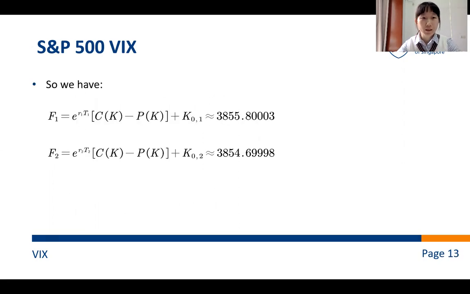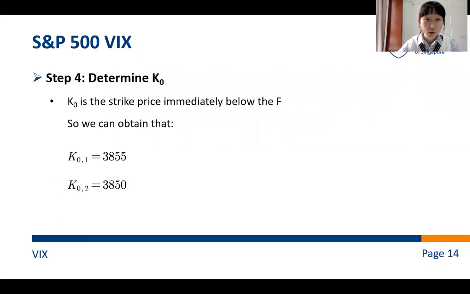By plugging in all the numbers which we have obtained in previous slides, we get F1 and F2 for near term and next term separately. Next, we determine the K0. Record the definition of K0. It is the immediate strike below F. So, the two chosen K0 are shown here.